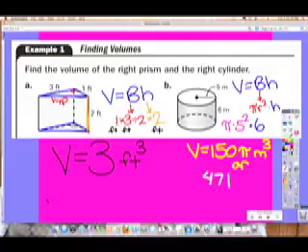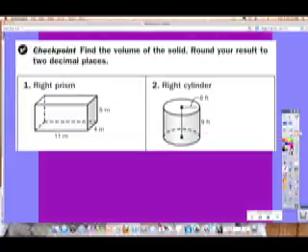Oh, guys, you got this. Will you try these on your own first, please? All right, the right prism. Technically, you are using the formula capital V equals capital B H. Guys, shout it out. What are you timesing for capital B?